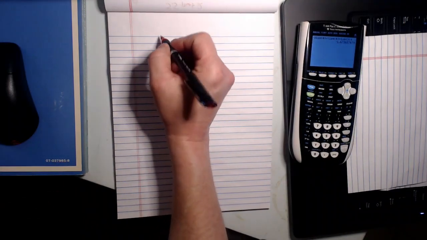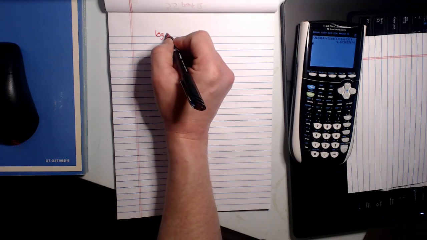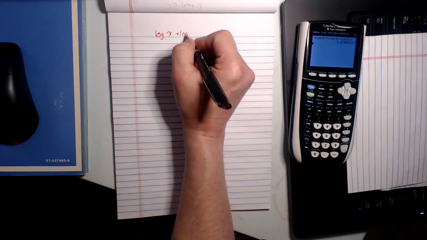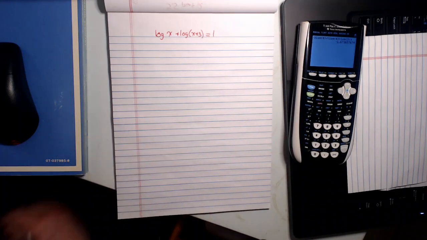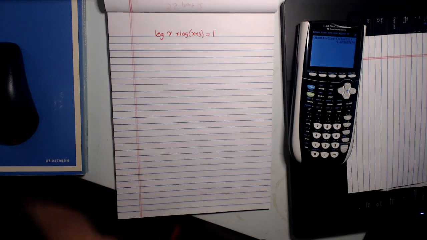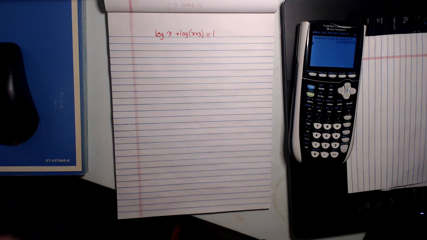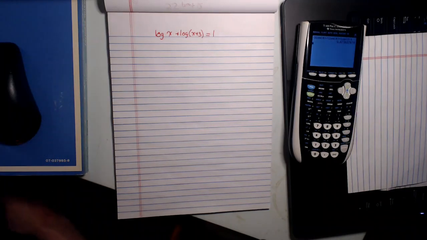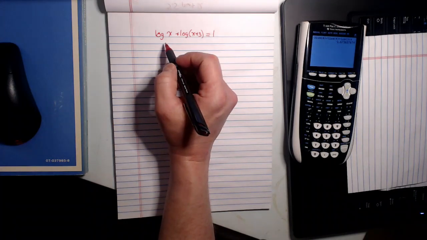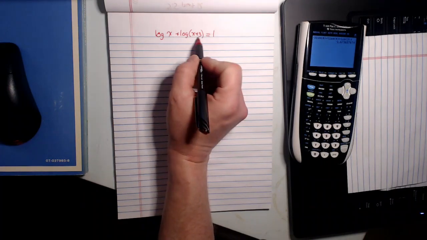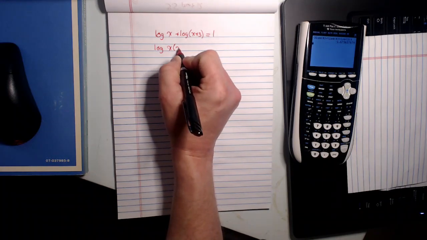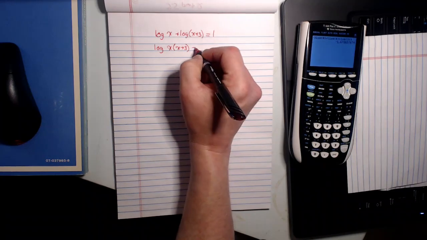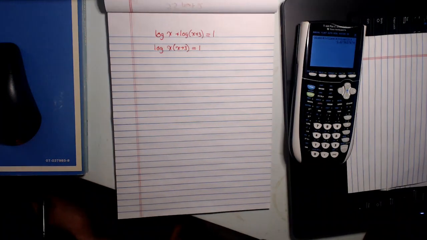Another example. So we've got log of x plus log of x plus 3 is equal to 1. Here again, we're using the common log. So I'm going to use my powers property. So I'm going to bring these two together. So I'm going to get log of x times x plus 3. And this is using my product property that we learned in last section.